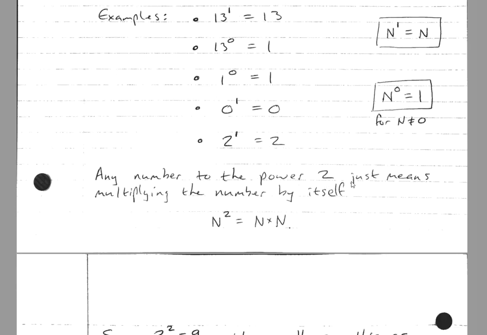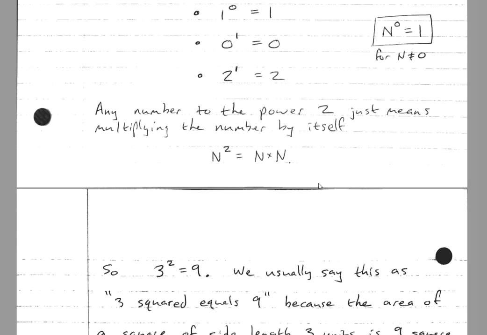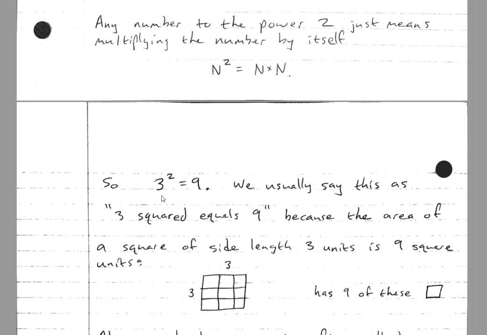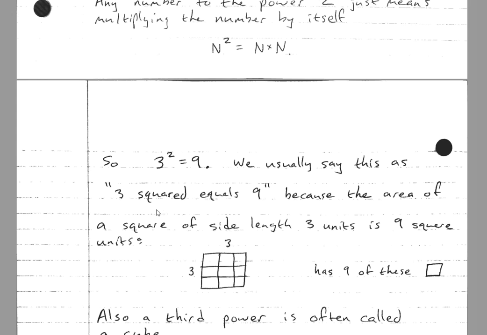The next power is 2. Any number to the power 2, that just means you want to multiply the number by itself. So n to the power 2 is just n times n. 3 to the power 2, that's 3 times 3, that's 9. And you can usually say that as squaring. So 3 squared equals 9. Squaring just means raised to the power 2.